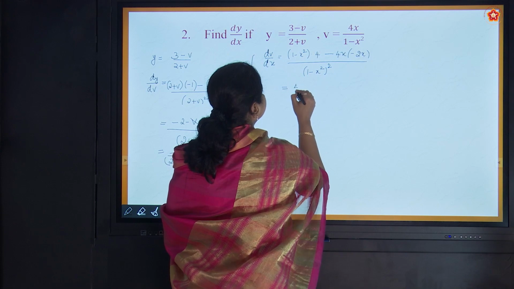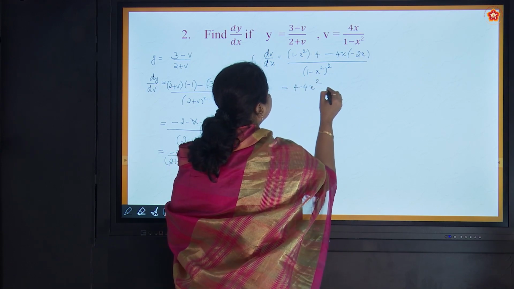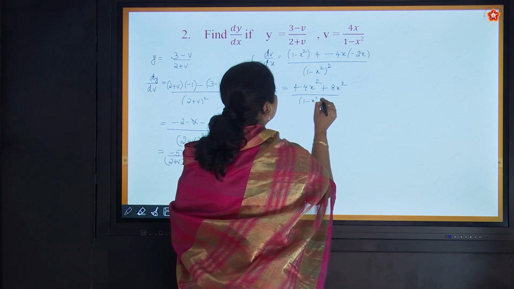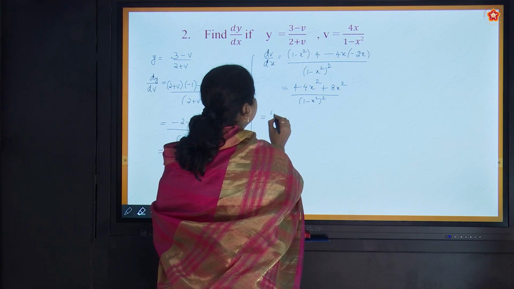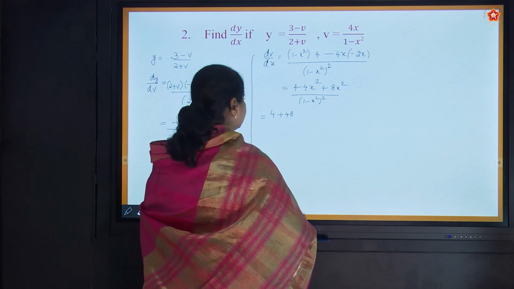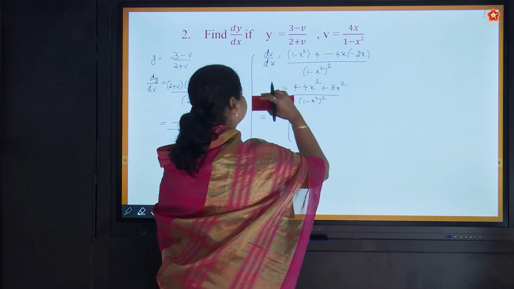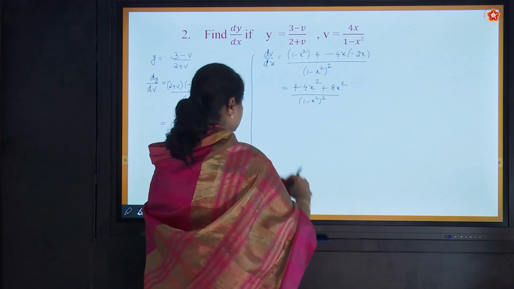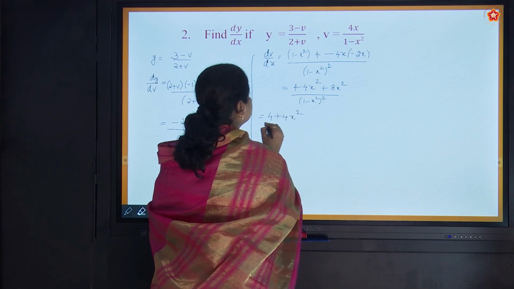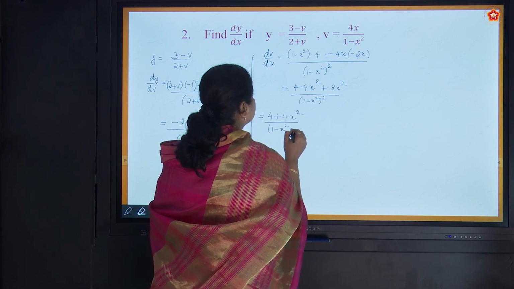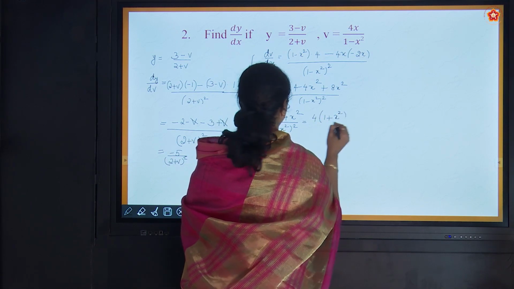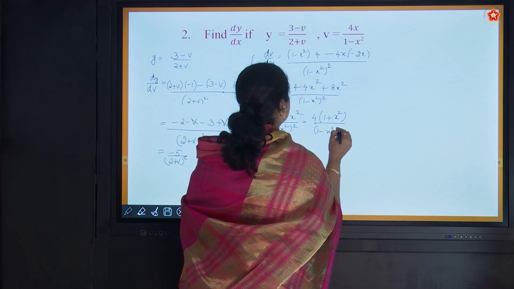Now let's simplify that. 4 minus 4x square plus 8x square divided by (1 minus x square) the whole square. So this is equal to 4 plus 4x square, because minus 4x square plus 8x square will give you plus 4x square. So you'll have 4 plus 4x square divided by (1 minus x square) the whole square. Now let's simplify it even further. Taking 4 common outside, you get this.